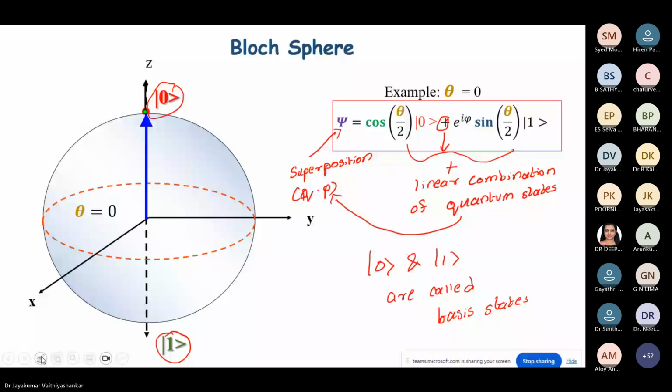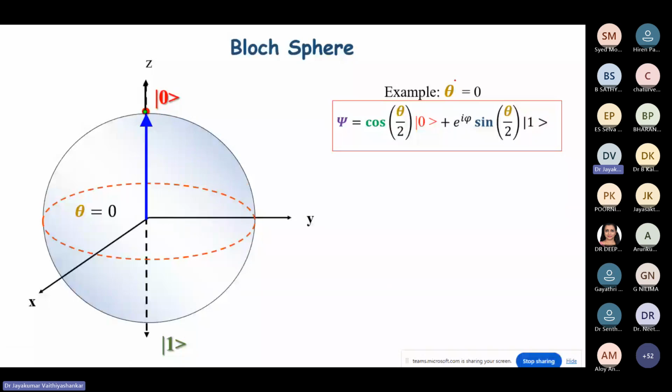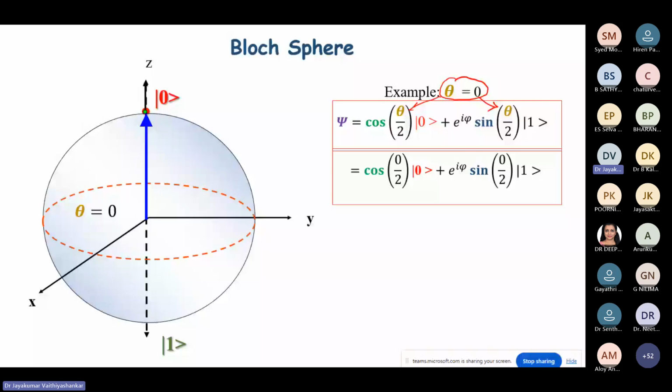Okay, fine. So apply theta equal to 0 in this example. You'll get cos 0 by 2, sin 0 by 2 multiplied with state 0 and state 1. Interestingly, you can see the second angle. This psi is called the second angle, which represents the exponential form with the imaginary, e to the power i multiplied with your second angle. Now we are focusing only on the first angle.